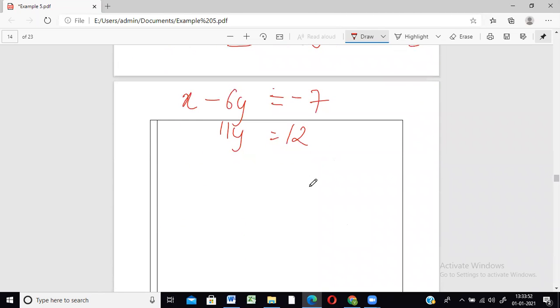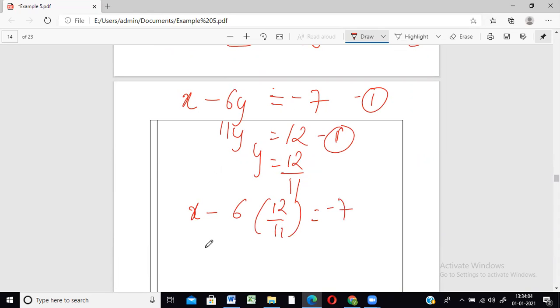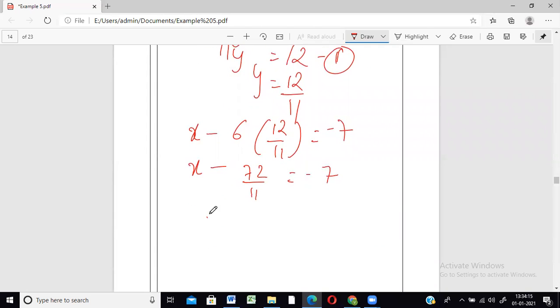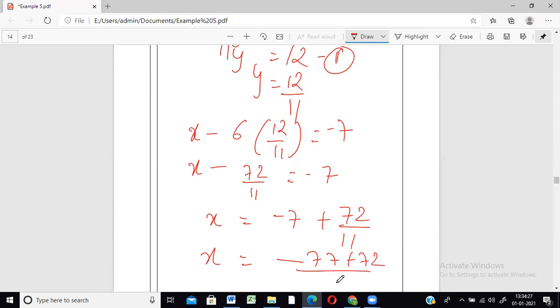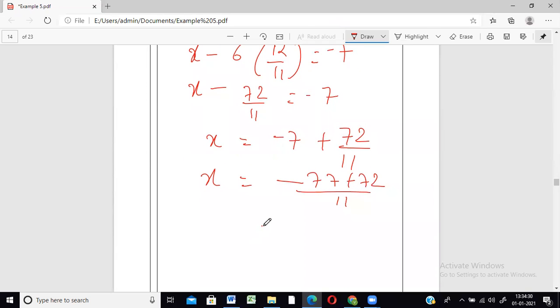So what do we get for y? Y is nothing but 12 by 11. Let us put it in equation number 1 and get the value of x. X minus 6 times 12 by 11 is equal to minus 7. X minus 72 by 11 is equal to minus 7. So x will be equal to minus 7 plus 72 by 11. Cross multiplying, x is minus 77 plus 72 divided by 11, which is minus 5 by 11.